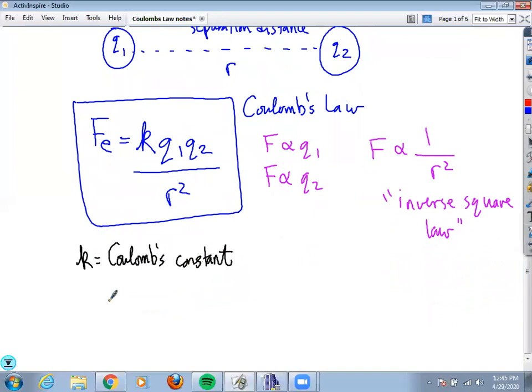Okay, that's the name of it. And so you need to know this number. K is 9.0 times 10 to the power of 9 Newton meters squared per Coulomb squared. So that is the value of K. Again, you'll find that as well in your textbook. Okay, but Coulomb's constant is 9 times 10 to the power of 9 Newton meters squared per Coulomb squared.